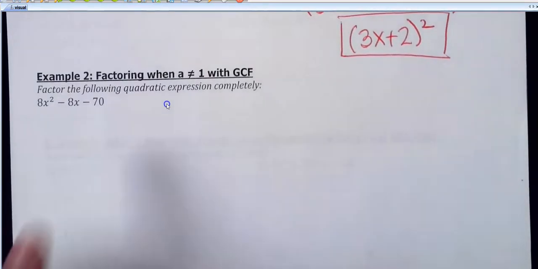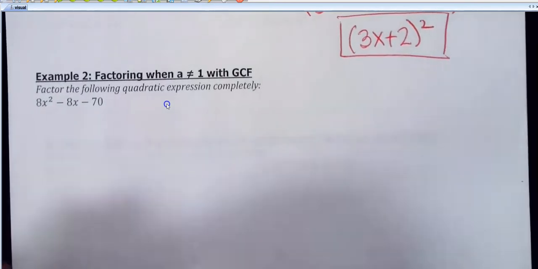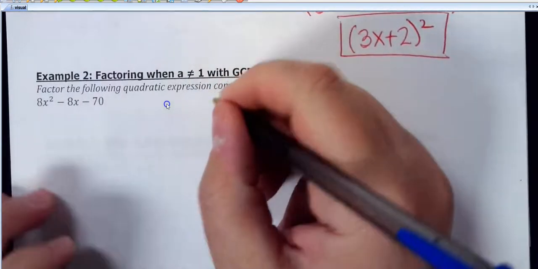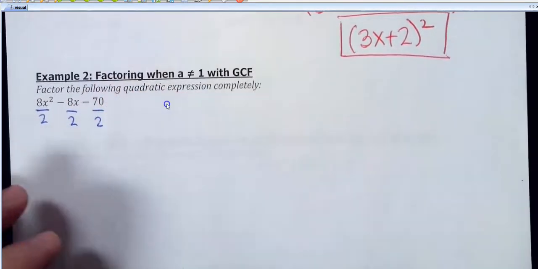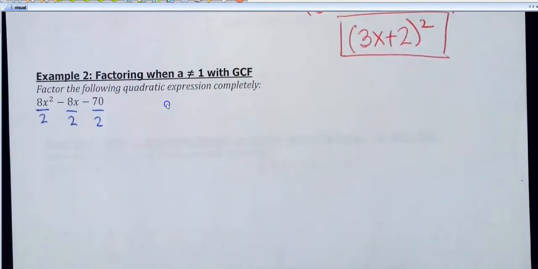Now, 8, 8, and 70 are all divisible by what? 2, just 2. No big deal, just 2. So my greatest common factor here is 2. In any of these problems, before you try to apply any of the rules I've told you about factoring, if there is a greatest common factor, you need to pull that out in front first.